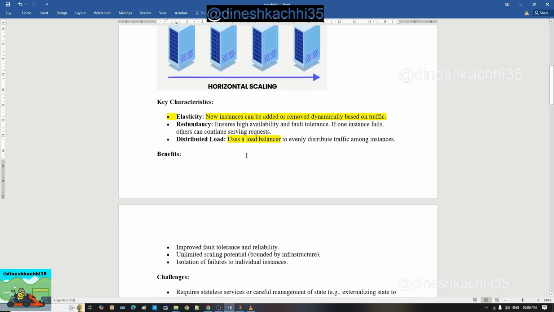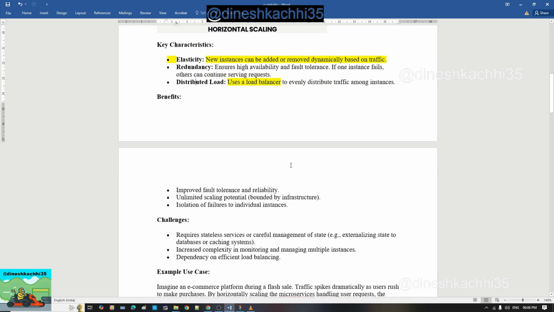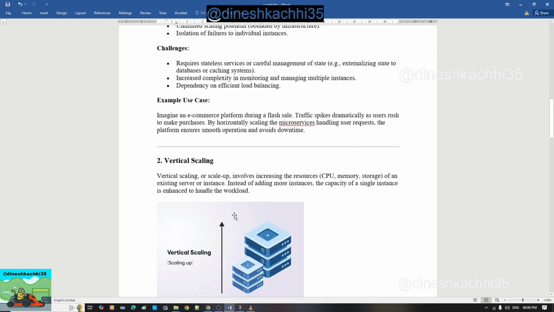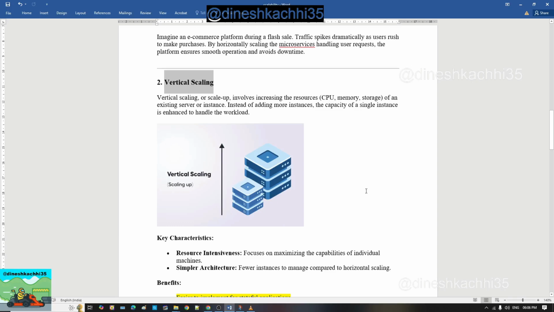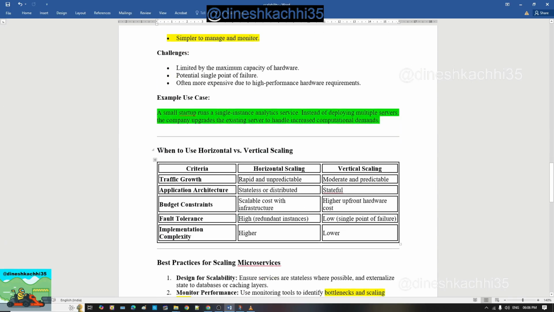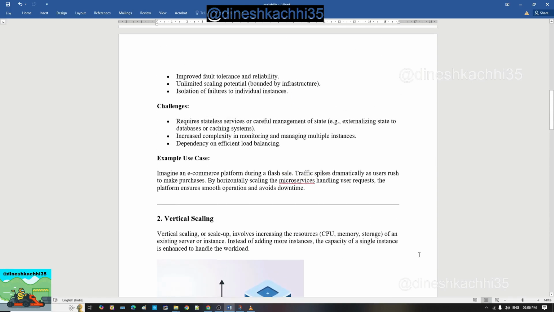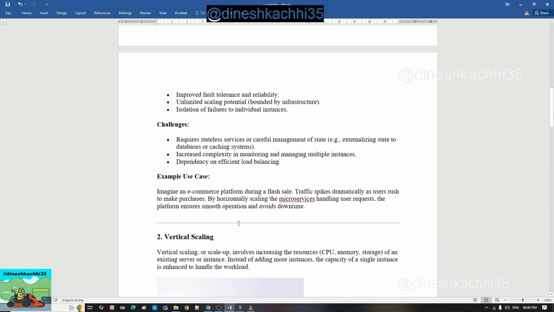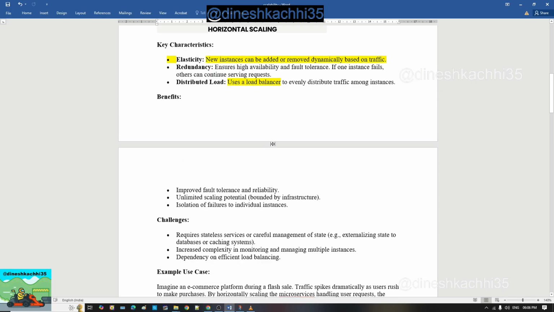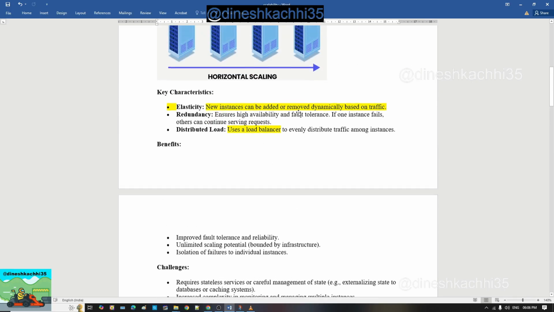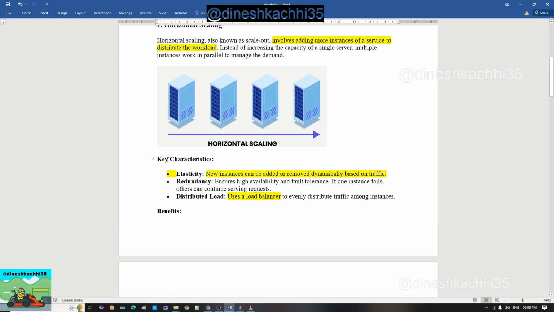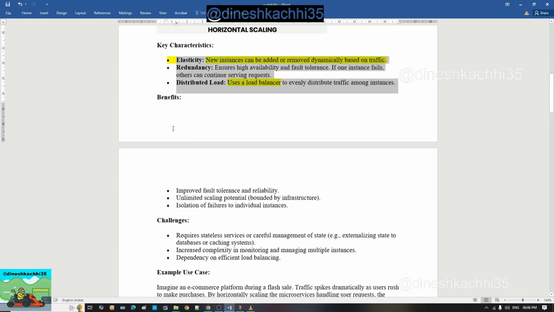And what are the benefits if we use horizontal scaling? We have vertical scaling also, and we'll compare both horizontal and vertical scaling and which one to use, right? This is very important for designing any application. So first we'll see horizontal scaling, then vertical scaling, and we will compare. As of now, we have seen the definition and the key points of horizontal scaling, and now the benefits.